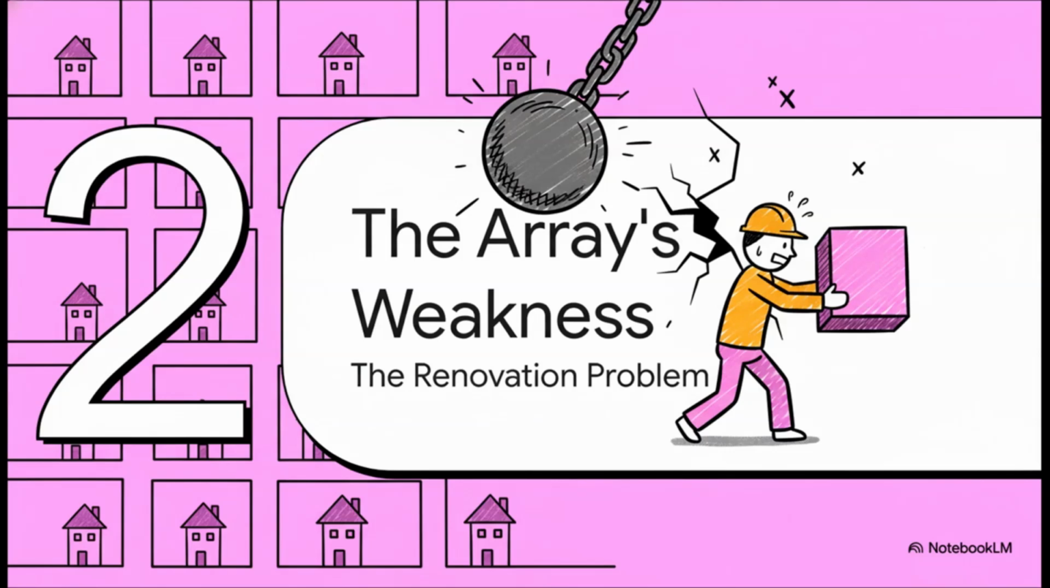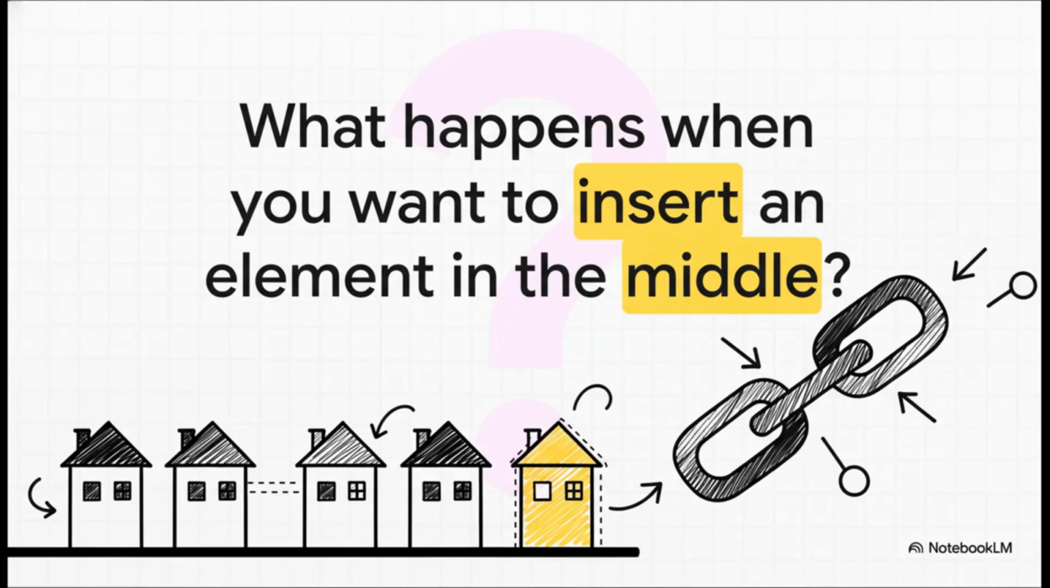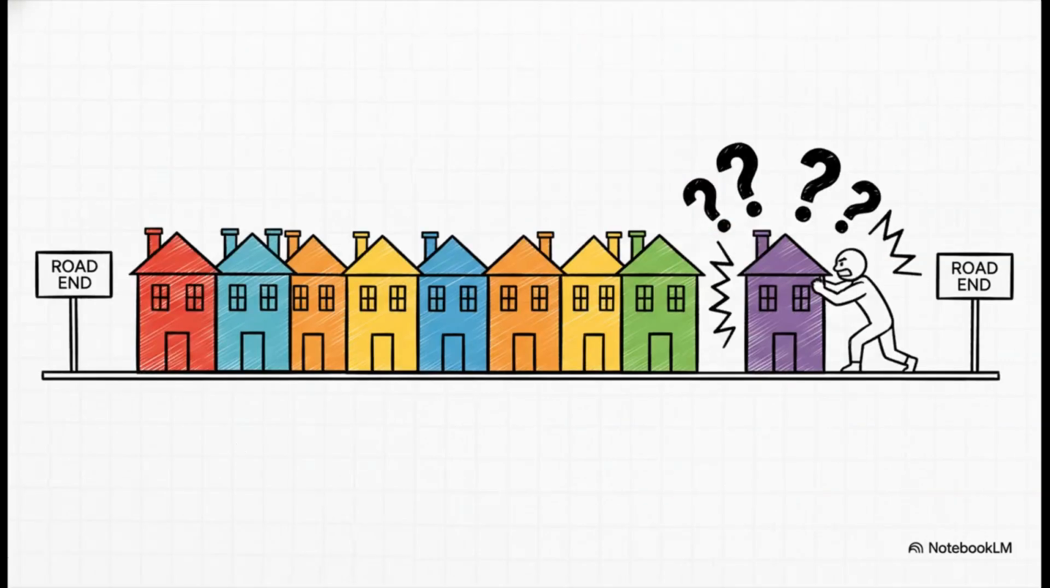Okay, so this all sounds perfect, right? Fast, efficient, what's not to love? Well, this perfect, orderly street has a huge problem. It was never designed for renovations. And this is where that rigidity we talked about comes back to bite us hard. So what happens when you want to build a new house right in the middle of the street? Let's say you want to squeeze one in between house number 5 and house number 6. What do you do? Remember, on our perfectly contiguous street, there's no empty space.